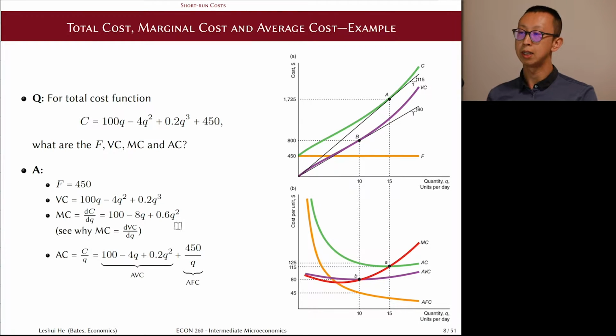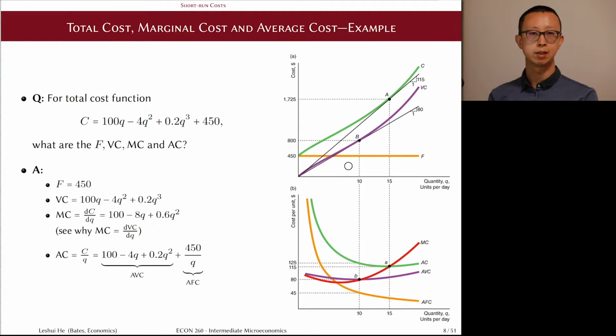We can also calculate the average cost of the firm by dividing the total cost by the output level of Q. And it is the same as dividing the variable cost by Q first, and then adding it to the fixed cost divided by Q, which is our average fixed cost.